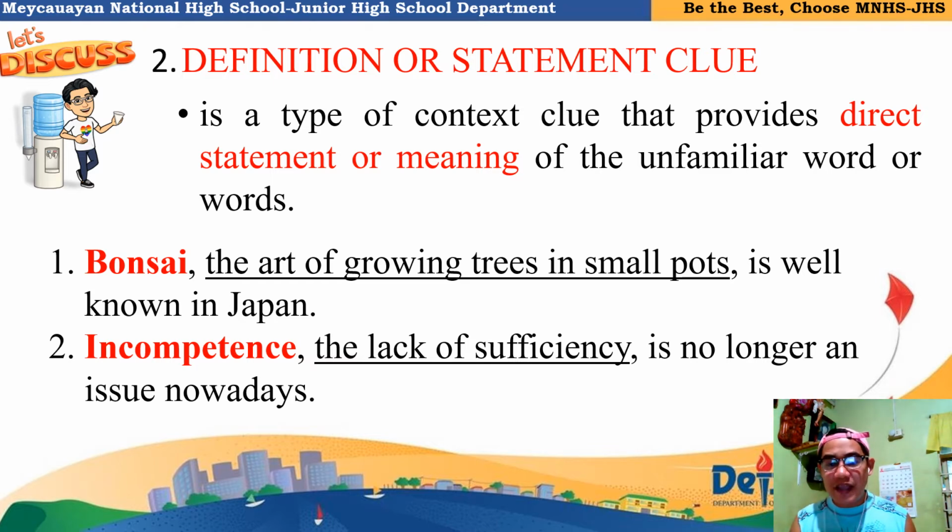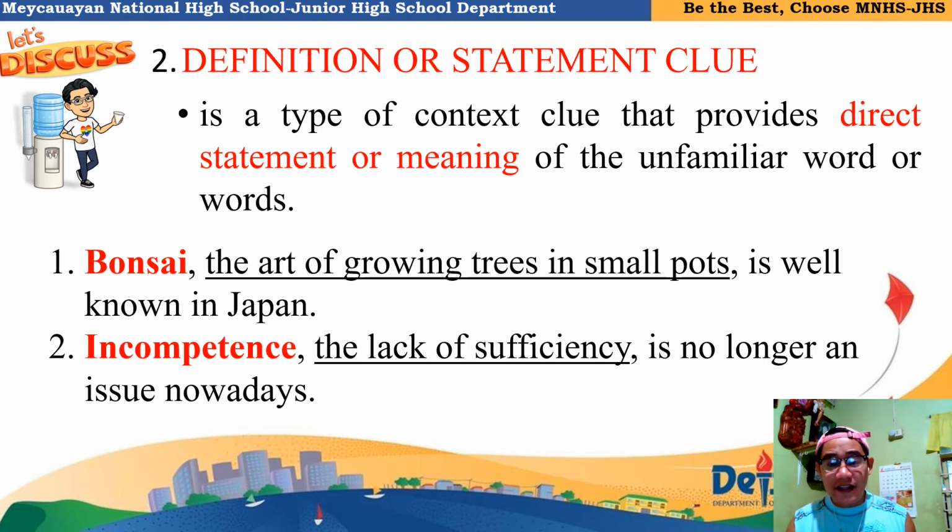Now, what do you mean by our unfamiliar word bonsai? It is the art of growing trees in small pots. Now, what have you noticed? It is separated by a comma. Very good. So let's now have the second sentence.